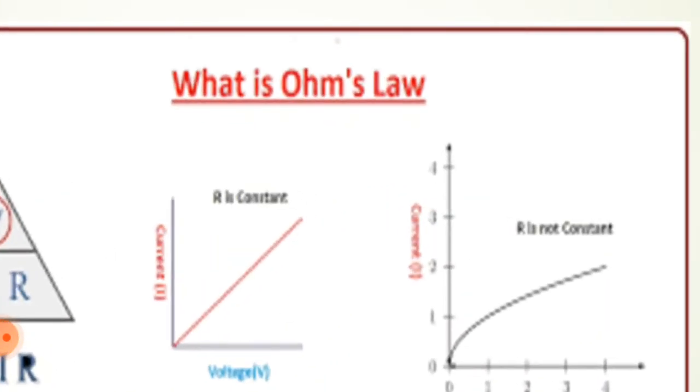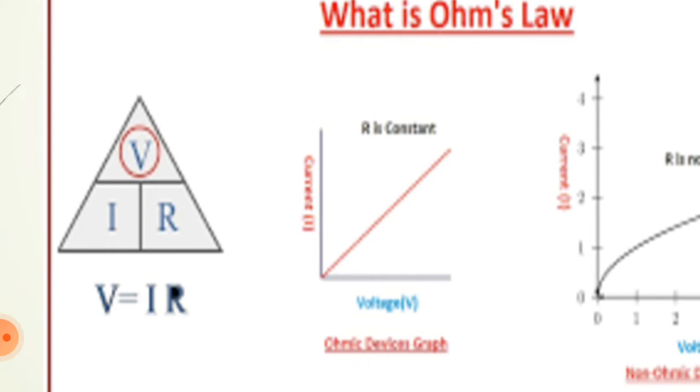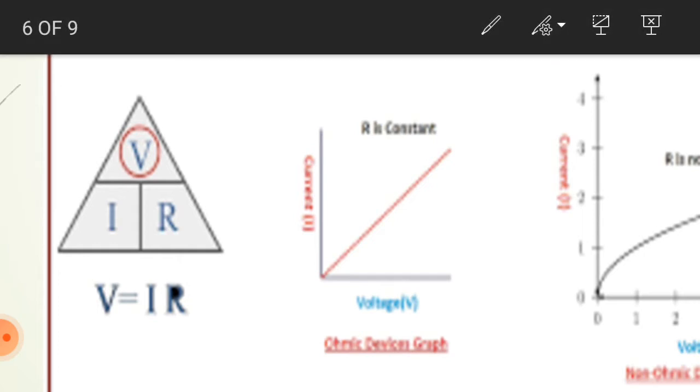You can remember the formula like this by a triangle of V, I, R. Close V with your finger, what will you get? I R. So we can say V is equal to IR. You close I, then it will be V by R. Similarly, you close R, it will be V by I. Using this triangle, you can easily remember the formula V is equal to IR.